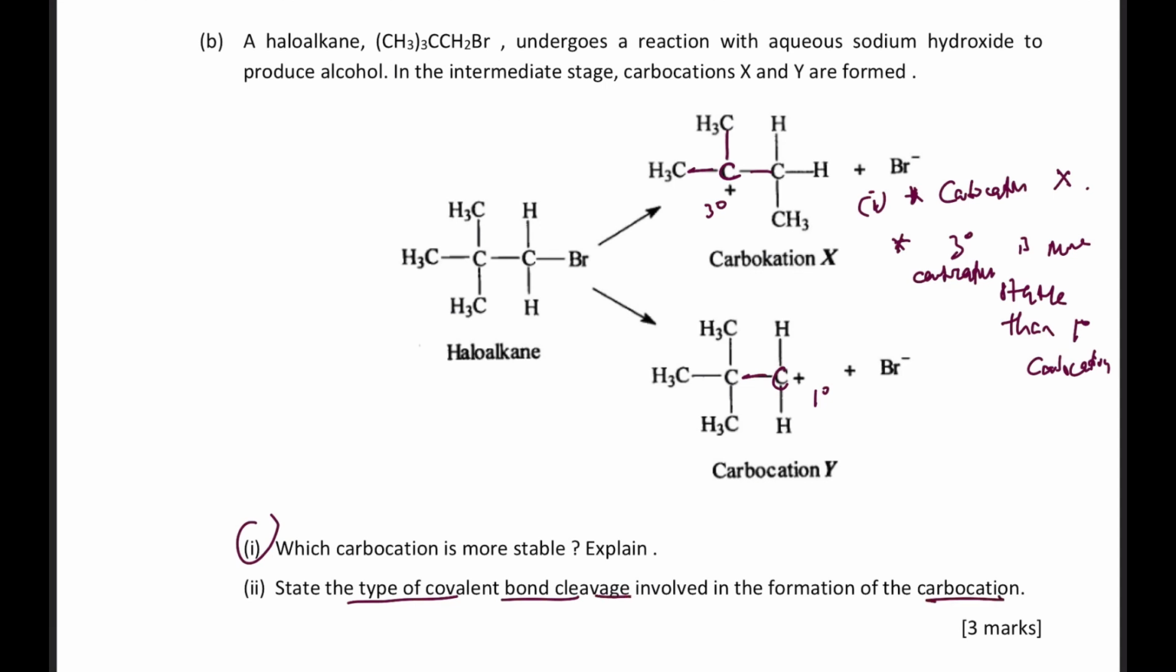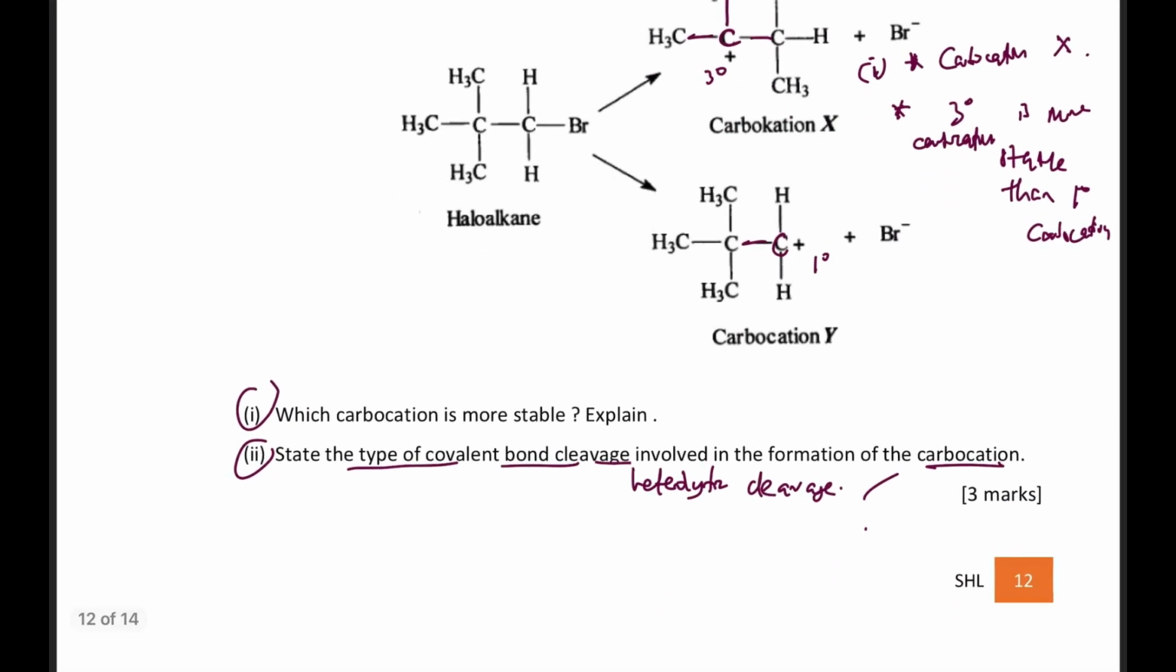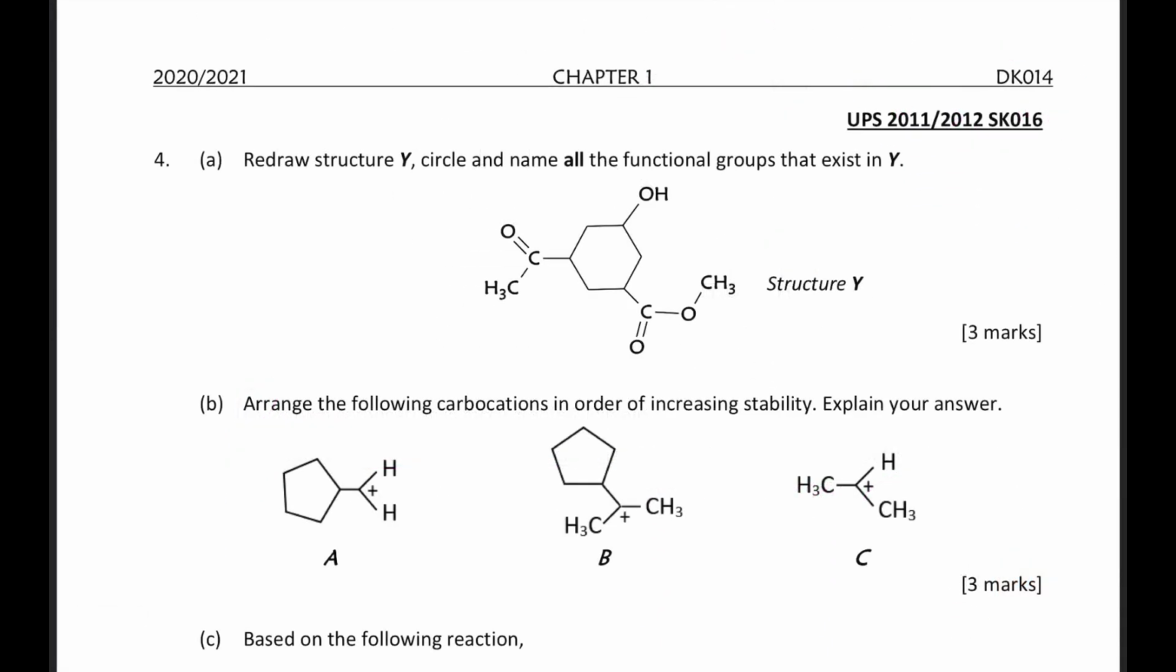For number 2, state the type of covalent bond cleavage. Kalau hasilkan anion cation, of course itu adalah heterolytic cleavage. Kita cuma state. Okay, question 4. Redraw structure Y in circle and name the functional group that exists in Y. So direct. So this one is C double bond O, OH. By the way, this is not benzene, tiada double bond. And then kita ada C double bond O, O, COC kan.